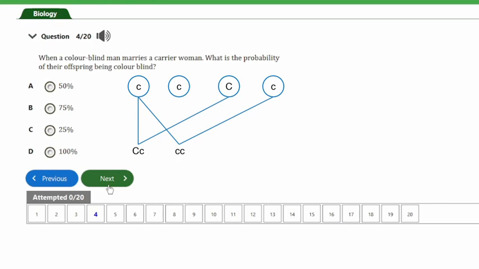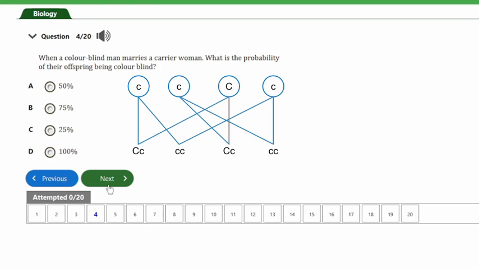So we'll go with the small c and the capital C. We'll have capital C, small c, and then we'll go with the small c and small c. So we'll have small c, small c. So guys, you'll see that you will have 2 heterozygous and then 2 homozygous here, and then 2 of these are carriers and the other 2 are colorblind.